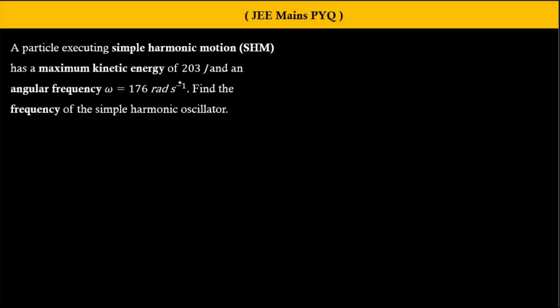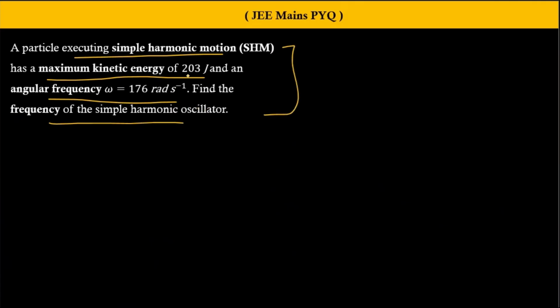Okay. Now, a particle executing simple harmonic motion, maximum kinetic energy given है and angular frequency given है. Find the frequency of simple harmonic oscillator. Okay. तो फ्रीक्वेंसी निकालना था, मुझे नहीं पता एग्जैक्टली ये क्वेश्चन था क्योंकि काइनेटिक एनर्जी यहाँ पे देने का कोई मतलब नहीं है, if this is exactly the question. Okay, so frequency आप कैसे लिखते हो? फ्रीक्वेंसी, I mean 2πf is equal to ω. So f is equal to your ω by 2π.